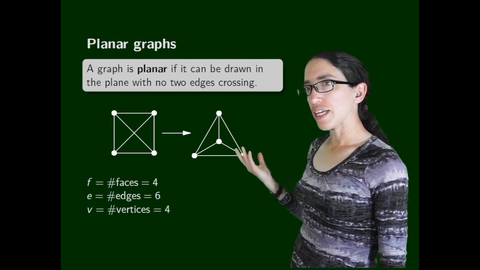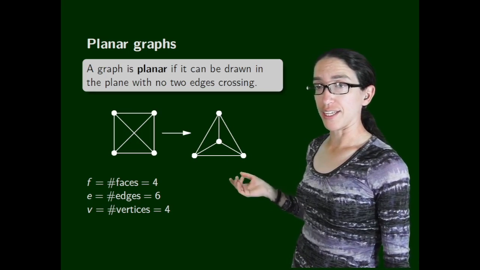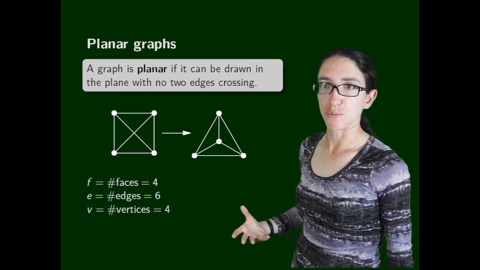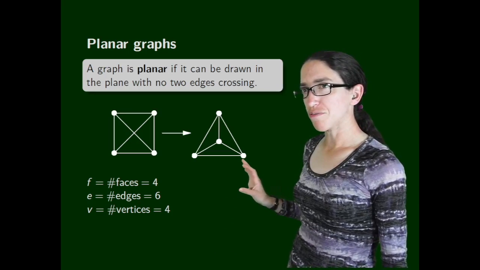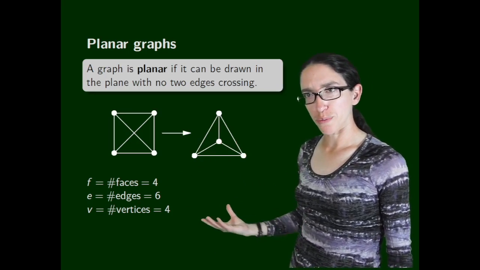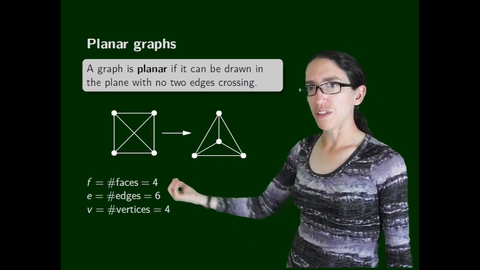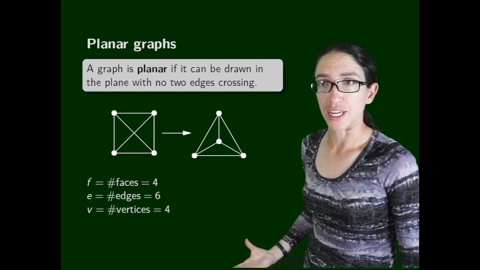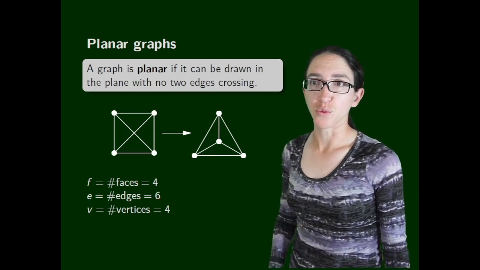Now, it's not clear that the number of faces is well defined. Number of vertices and number of edges is certainly a property of the graph. But for number of faces, doesn't it depend on how you embed the graph in the plane? What if we move these vertices in some other way that's also a planar graph? Why is the number of faces well defined?